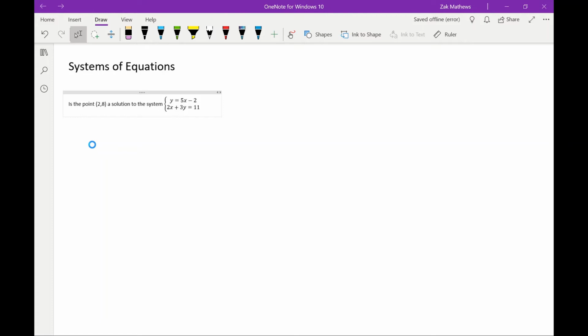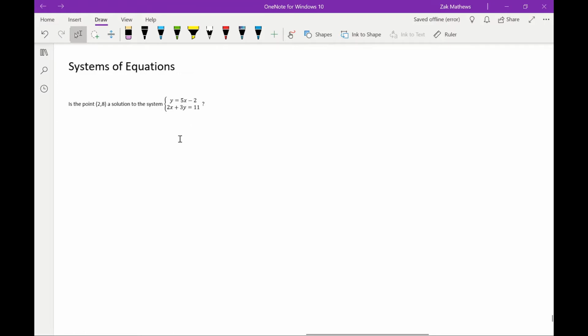In this video, we're going to discuss systems of equations. So I'm going to start off with this first question. Is the point (2, 8) a solution to this system? And so we're not solving anything yet. We are going to get there. We're going to figure out how to actually take a system and get to its solutions.